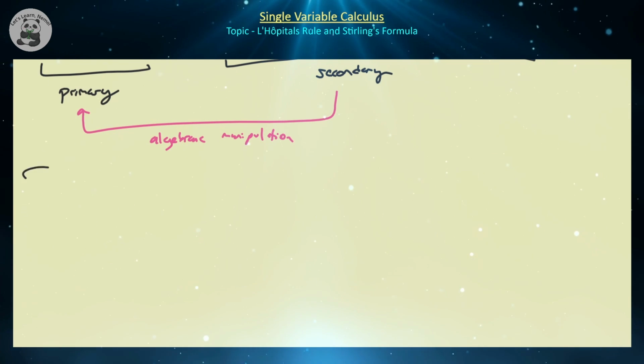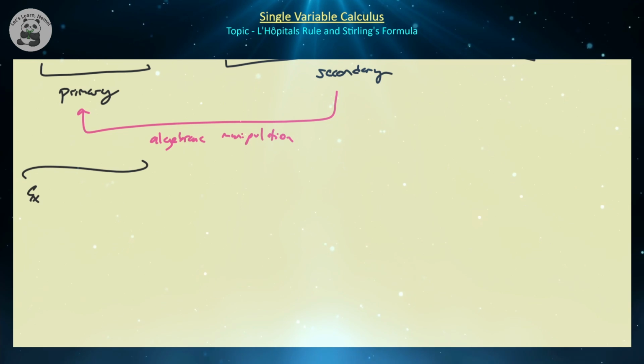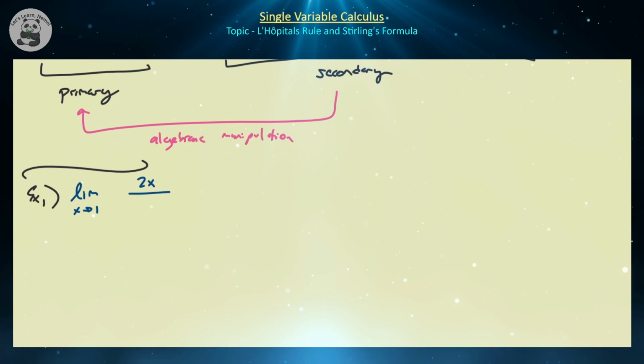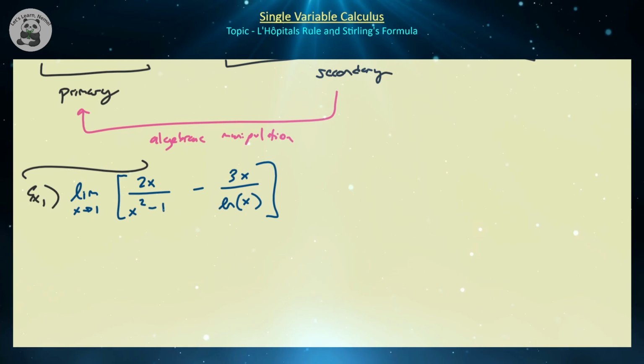So let me just illustrate this with a nice little example. Actually, we'll do 2 just for fun. So let's assume that we have the limit as x approaches 1 of 2x divided by x squared minus 1 minus 3x divided by the natural log of x, right? And we're interested in this.